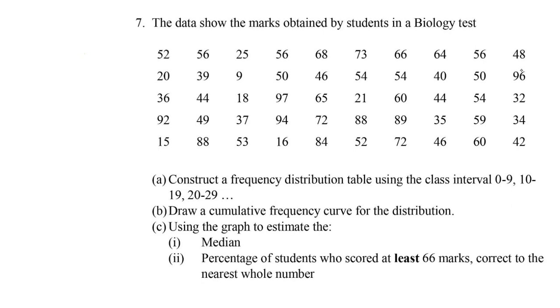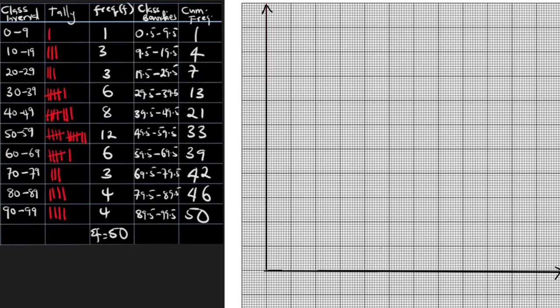All right, we've solved the first part of the question, which is the construction of the frequency distribution table. Now the second part is to draw a cumulative frequency curve for the distribution. For this we will need a graph so that we can plot the curve. With me here is a graph, and we'll use the information we've gotten from the data to plot it.